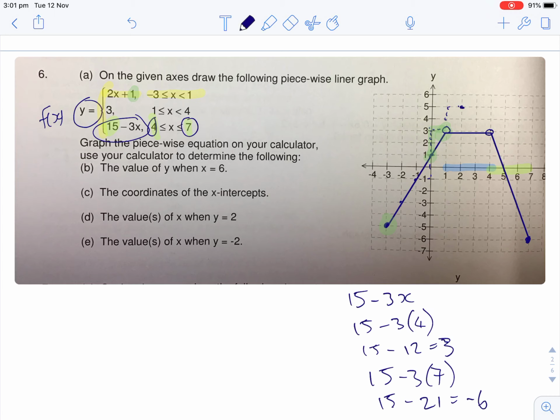The open and closed symbols in this case, in the centre of the graph, became a bit of a moot point because of the overlap between the equations. And so that sort of makes them filled in anyway, but at the extremities here at the far ends, they were important to have those right. Okay, so that was the first part of the question, graph the piecewise equation.